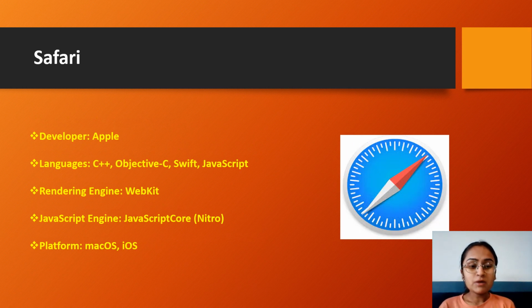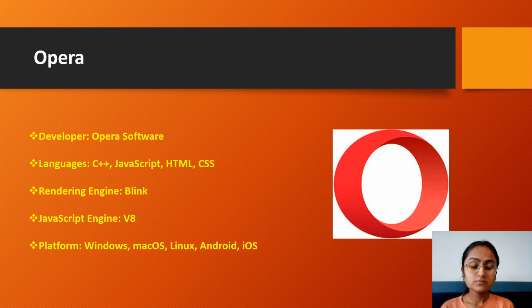Now, about Safari. It is developed by Apple. Languages include C++, Objective-C, Swift, and JavaScript. Its rendering engine is WebKit. The JavaScript engine is JavaScriptCore, which is Nitro, and the platforms are macOS and iOS. It is made only for macOS and iOS.